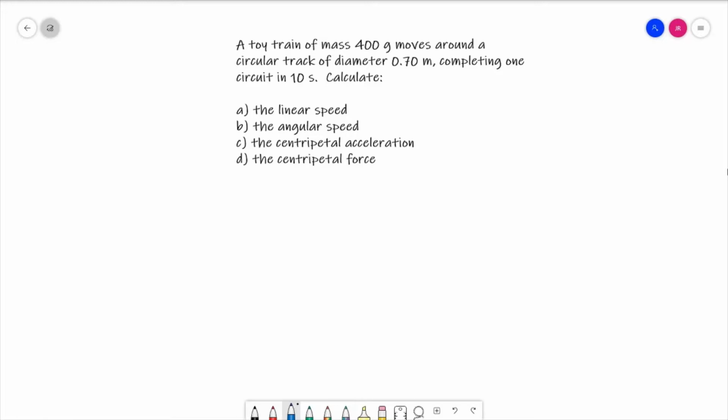Please at this point pause the video, go and find yourself a piece of paper and attempt this question yourself. Once you've had a go, come back and I'll walk you through how we can calculate all of these.